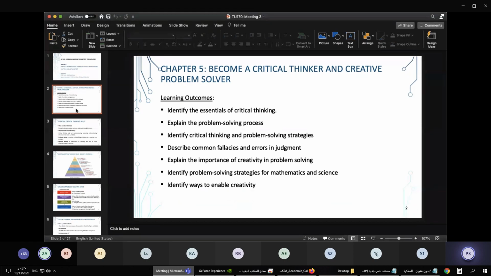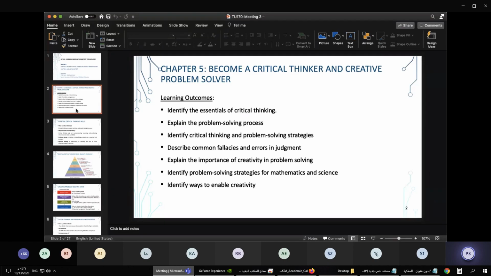Chapter 5, to become a critical thinker and a creative problem solver. The learning outcomes through this chapter will be how to identify the essentials of critical thinking, what the essentials are to be a critical thinker. Also, we will explain the problem-solving process, how problem solving goes through stages. Also, we will identify critical thinking and problem-solving strategies, describe common fallacies, polemics, and errors in judgment. Also explain the importance of creativity in problem solving, how to be creative in solving problems.